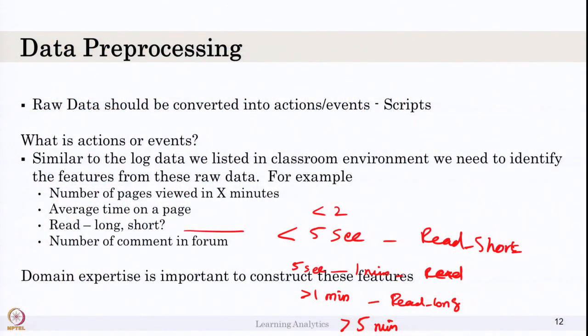Also, you can come up with the number of comments in a forum; that is information you can capture. So, there is a lot of data you can come up with. How do you come up with these kinds of features? That is called domain expertise. So, feature construction is not just capturing all the raw files and using them to predict something, no. Instead, it is about applying your domain knowledge and your expertise.